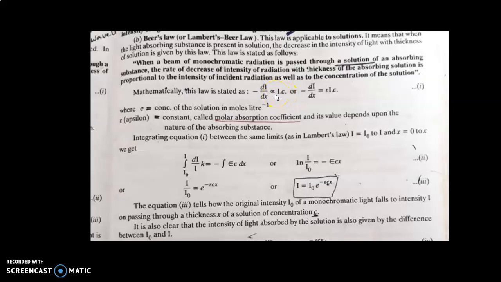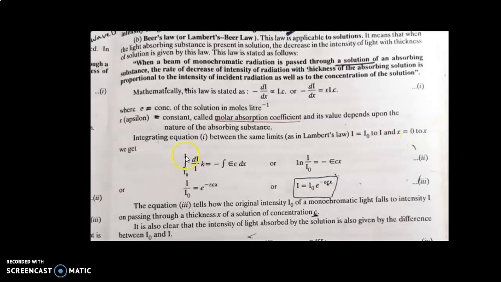So, replacing the proportionality with a constant called epsilon. It's a constant called the molar absorption coefficient, and its value depends upon the nature of the absorbing substance. C, the concentration of the solution, is represented in moles per liter, as you know. Now integrating this first equation between the limits, as in the previous law, I equal to I0 to I, and x equal to 0 to x.